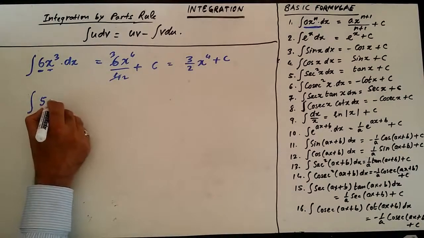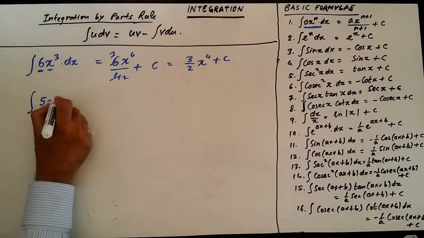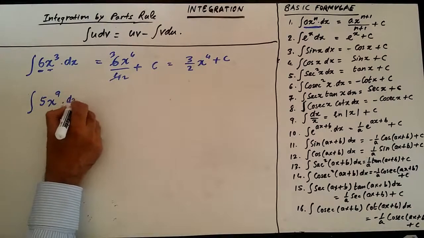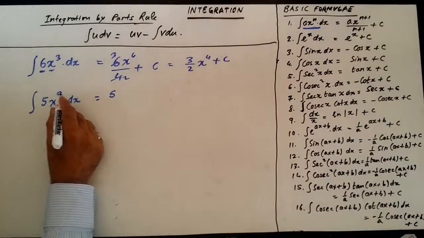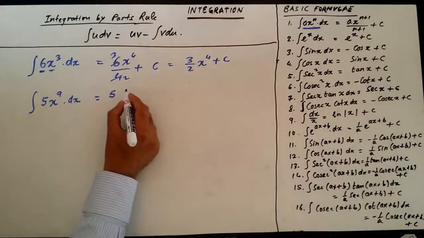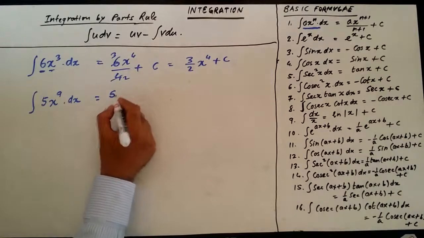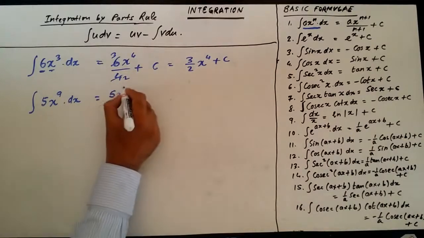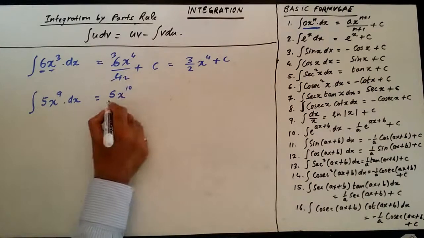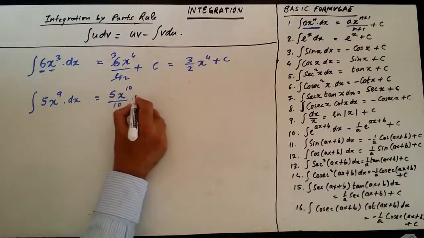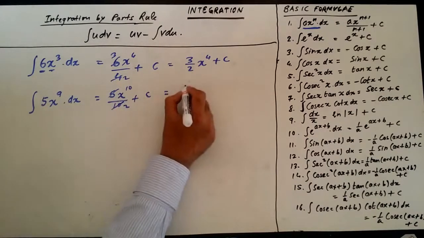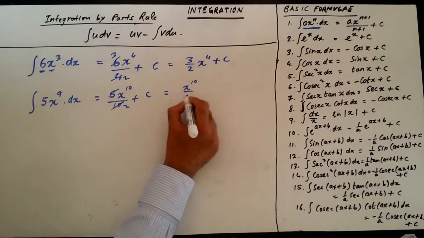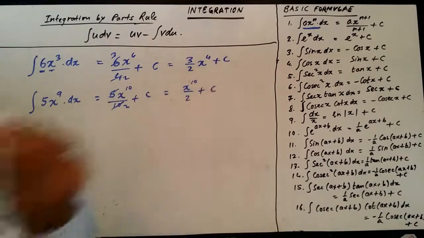Integration of 5 x to the power 9 dx. Okay, so 5 remains as it is. For x to the power 9, we raise the power by 1, that means it becomes 10, and we divide by 10 again, plus c. So 5 goes into 10 2 times. So it becomes x to the power 10 upon 2 plus c.